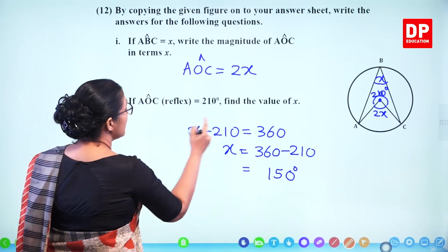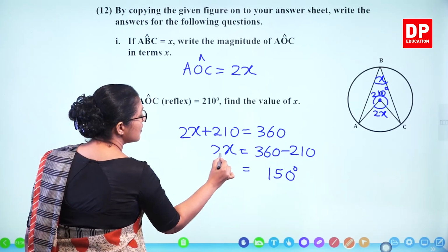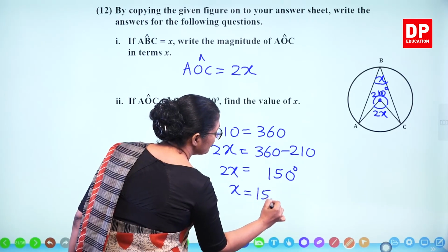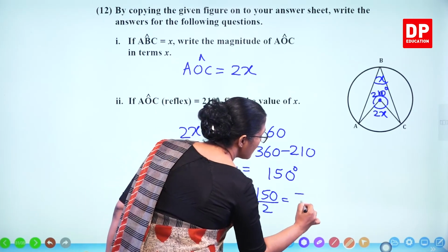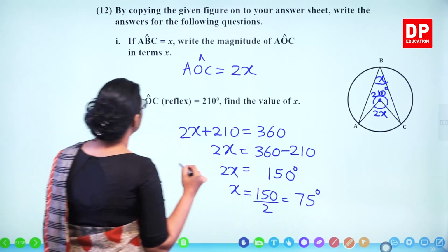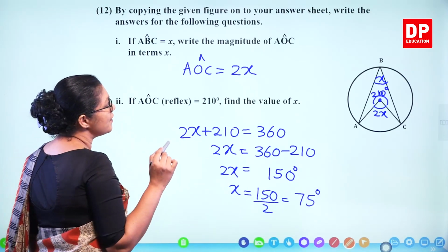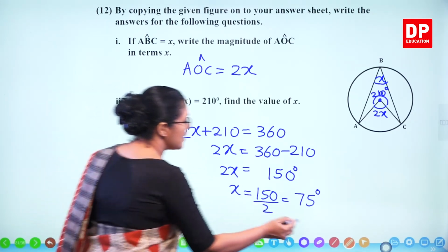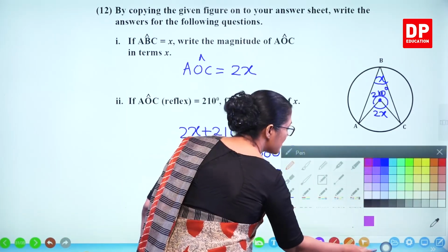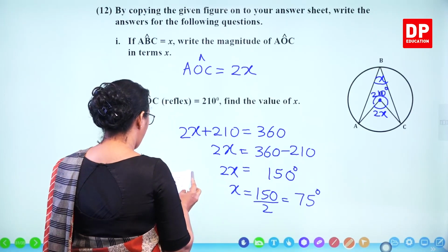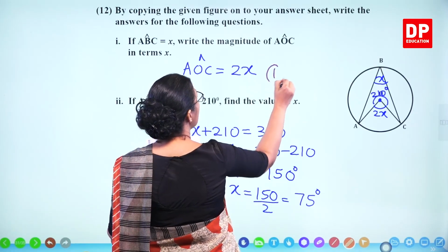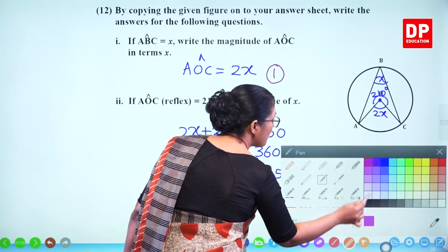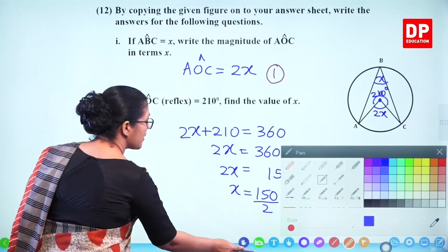150. This is 2X. Divide by 2. 75 degrees. So, find the value of X. That's 75 degrees. So, we'll see how many marks for these 2 steps. You get 1 mark identifying 2X and 2 marks for 75. So, 3 marks for that part.